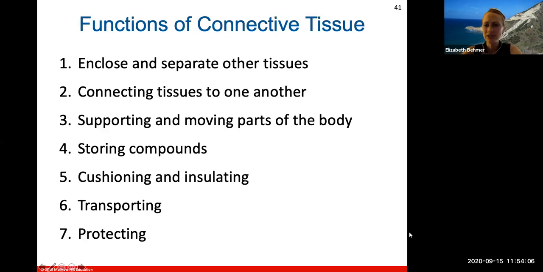So here are functions of connective tissue. They will enclose and separate other tissues. They will connect one tissue to another. They support and move parts of your body, like your bone, and bone stores compounds. They help to cushion and insulate the body. Adipose, your fat, is a type of connective tissue. They help to transport things because blood is a type of connective tissue, and they will help in protection.